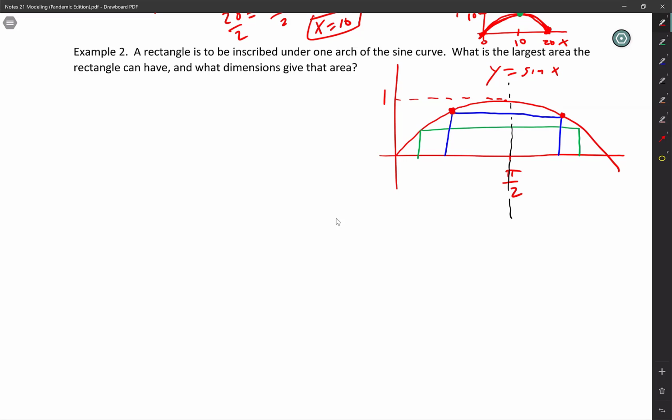Okay, the hardest part is getting a model. If I call this distance here an x value, then I know that this distance over here must also be, and I'm going to put it in quotes, x. Yes or no? Yes. Perfect. So I know that the width of this rectangle is going to have to be pi minus 2x. Does everyone know how I got that?